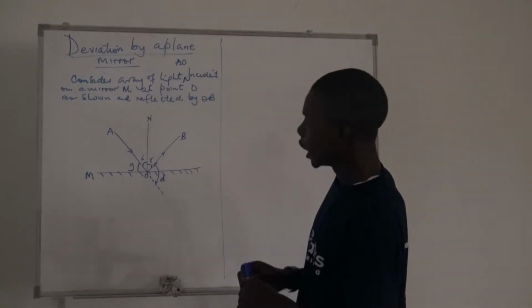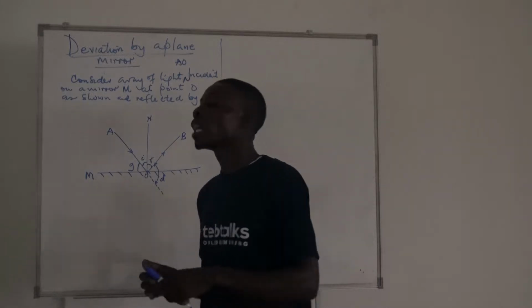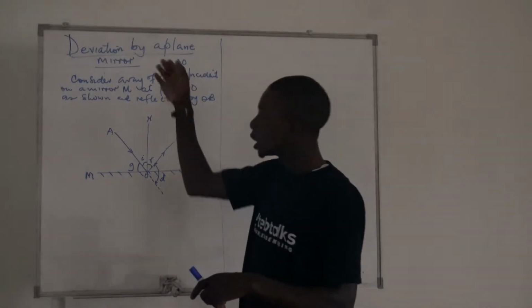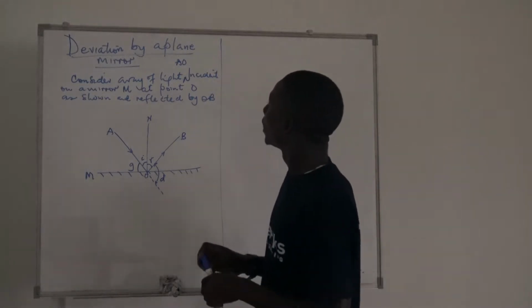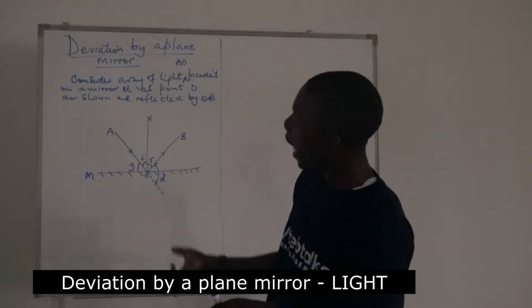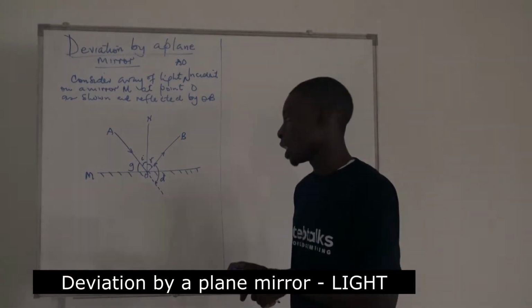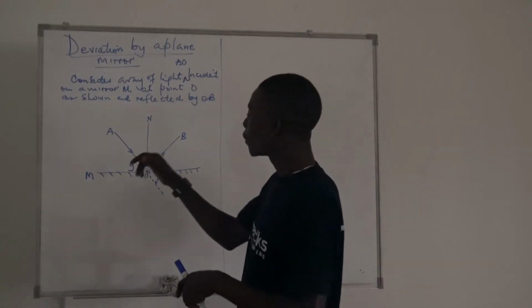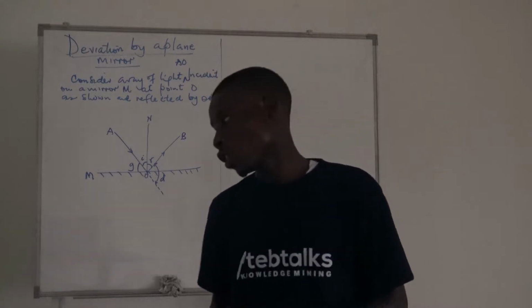We'll be back to the next video on deviation by a plane mirror. We had considered a ray of light, AO, incident on a mirror, M, at point O as shown, and we had come up with the drawing for our consideration. We have looked at the angle of glancing, incidence, reflection, and the angle of deviation.